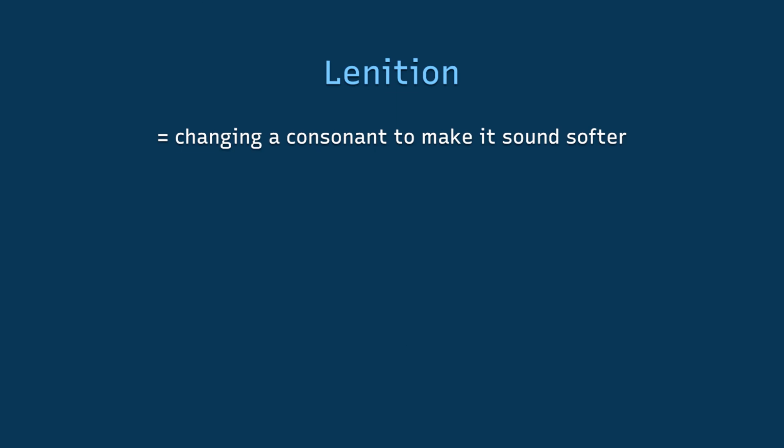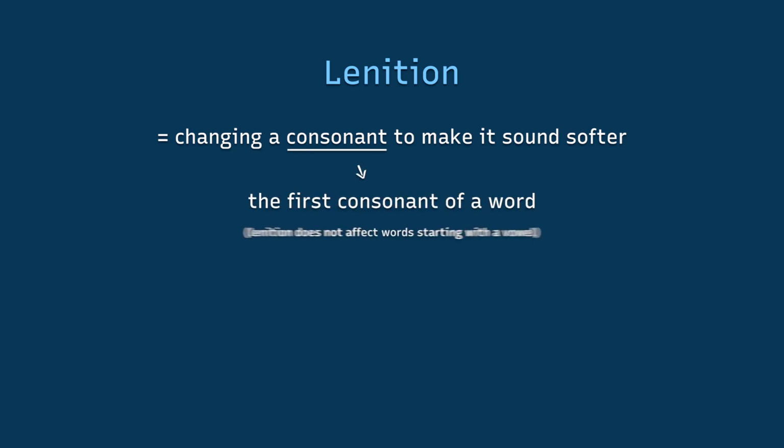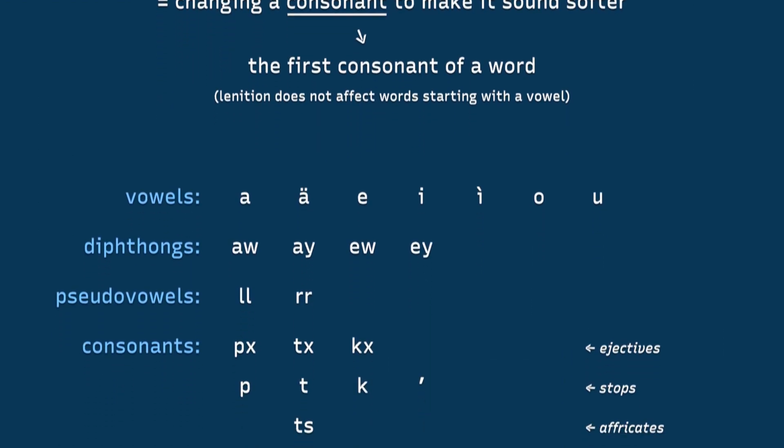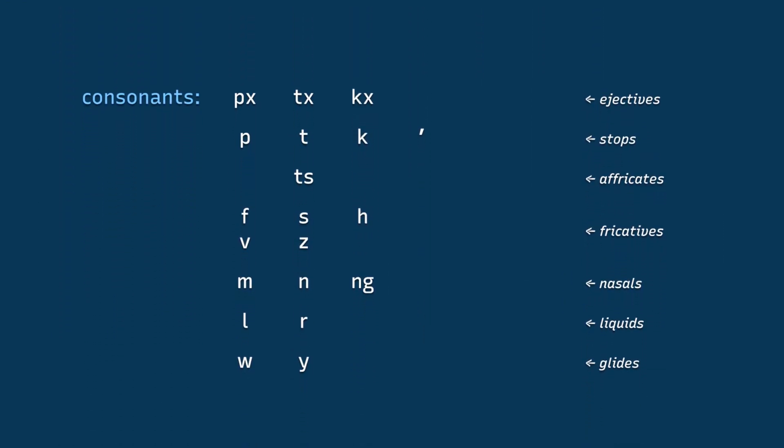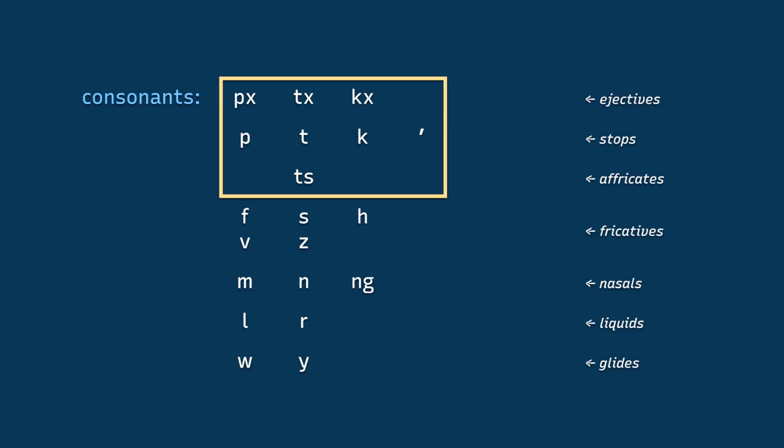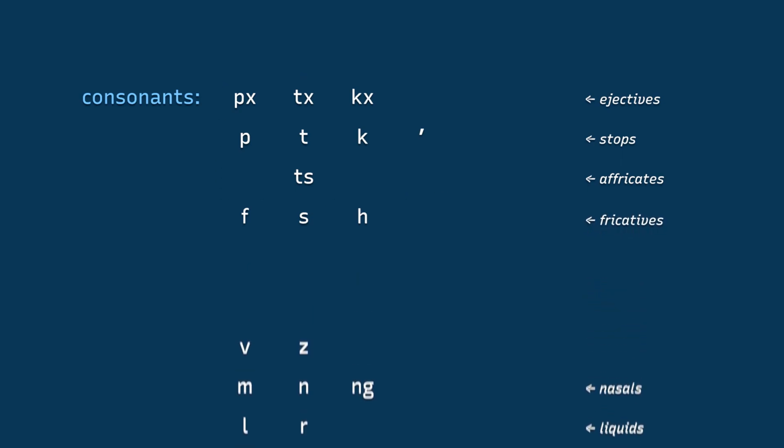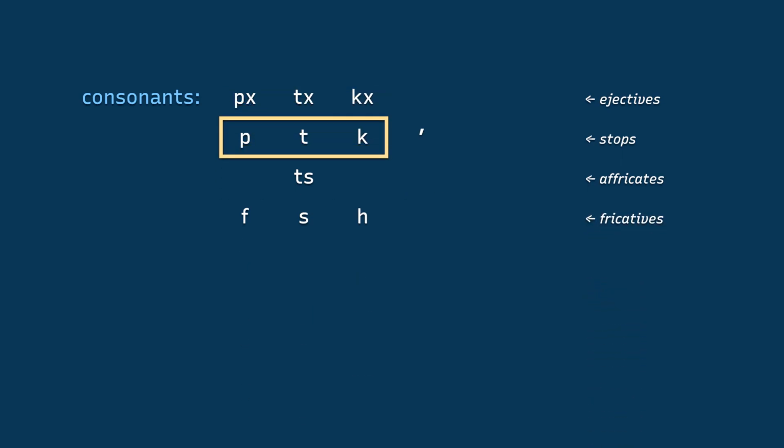In NATVI, lenition always affects the first consonant of a word. If the word starts with a vowel instead, lenition cannot take place. Let's look at the list of consonants from last video. Lenition affects the consonants in the first 3 rows of this table. The 3 ejectives become stops.